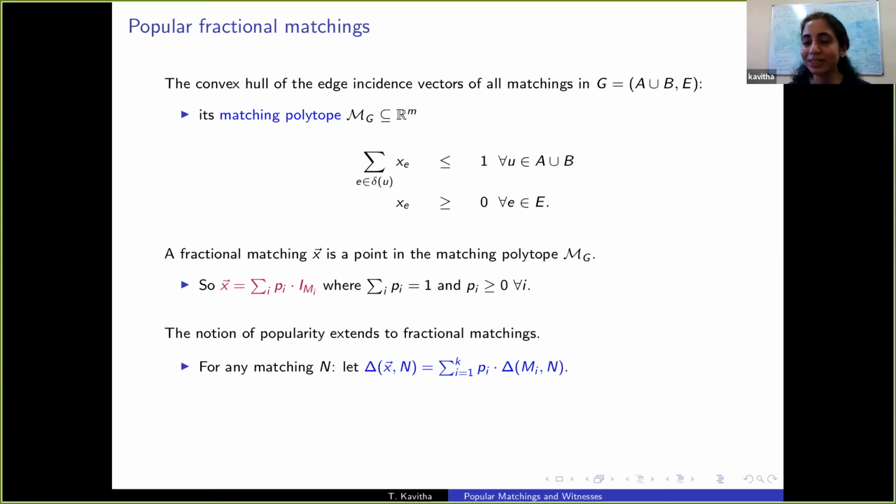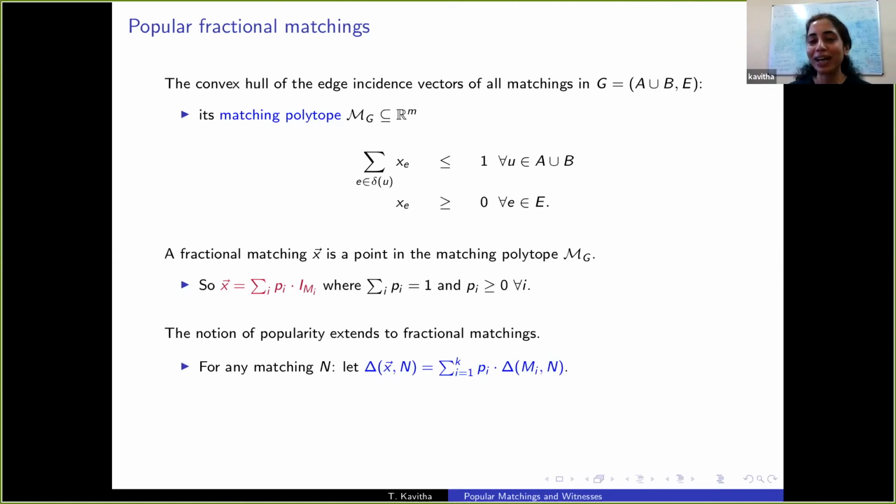Yeah, Sushmita? So this representation, decomposition of a fractional matching into integral matchings, is there a basis set or is there any? Oh, indeed. So I'm coming to that. You're slightly faster than me. Exactly. So let's define it like this.